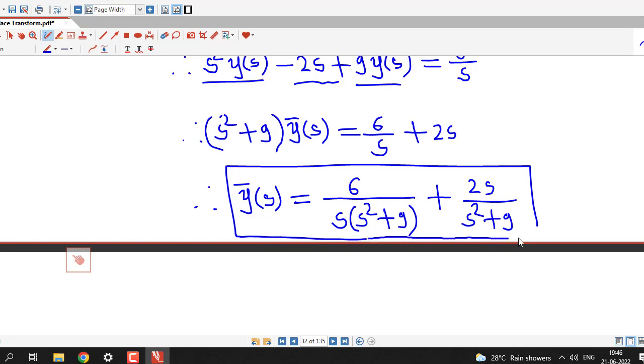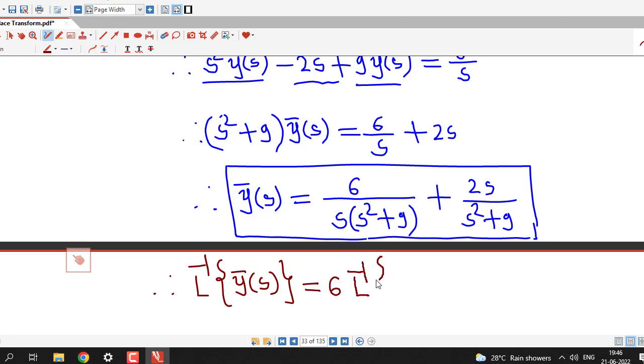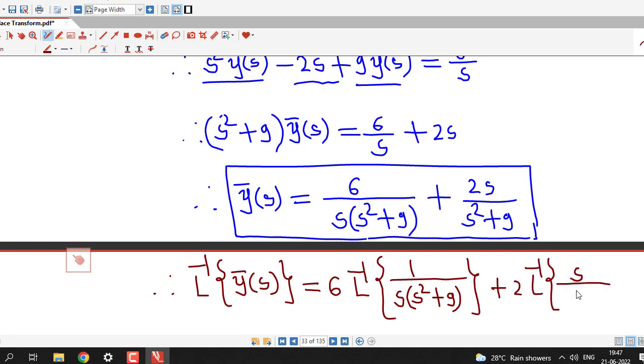This is the value of y bar s, which is the Laplace transform of y of t. To obtain y of t from this, we have to consider the inverse Laplace transform on both sides. So we apply the inverse Laplace transform on both sides. L inverse of y bar s equals 6 into L inverse of 1 divided by s into s square plus 9, plus 2 into L inverse of s divided by s square plus 9, which I can rewrite as s square plus 3 square.